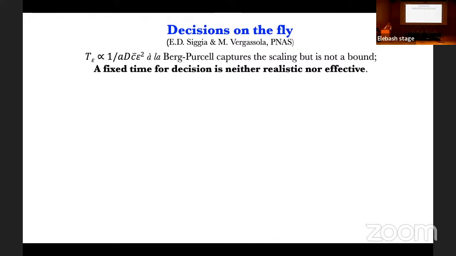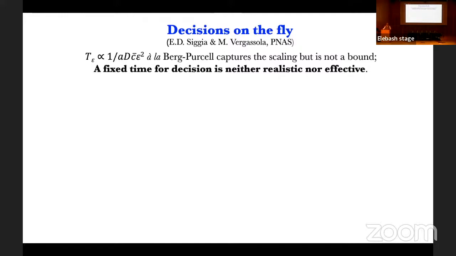So what I'm trying to tell you is that limiting to a single time is, first of all, not realistic, because the cell, the bacterium for example, is certainly not going to wait for 3 seconds and then decide. The tumbling time is a random process, and it's going to be distributed. It's not going to be a fixed time. But the second thing is that it's not effective, and it's going to be very, very visible.